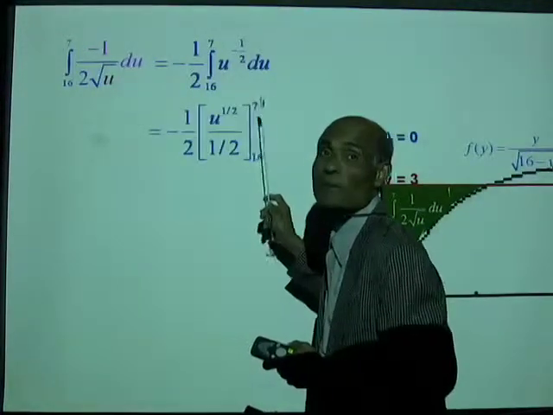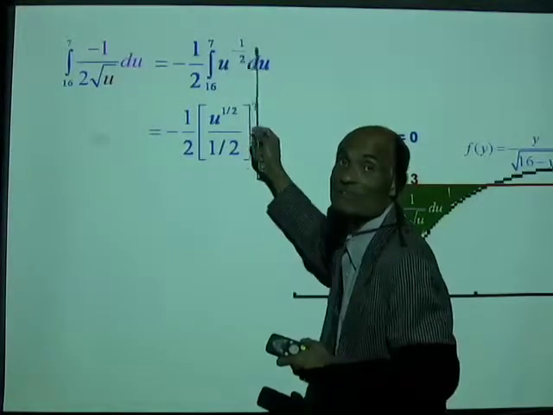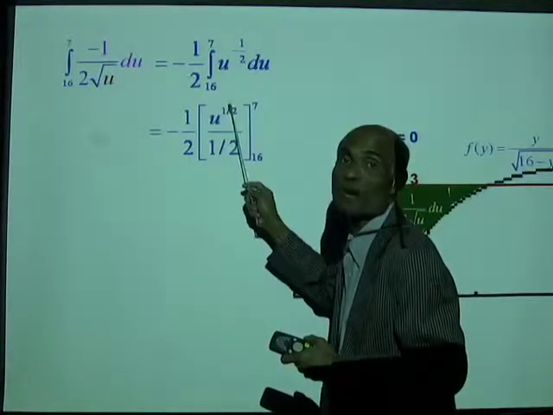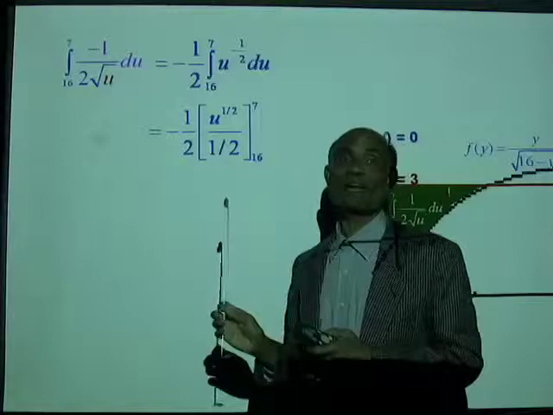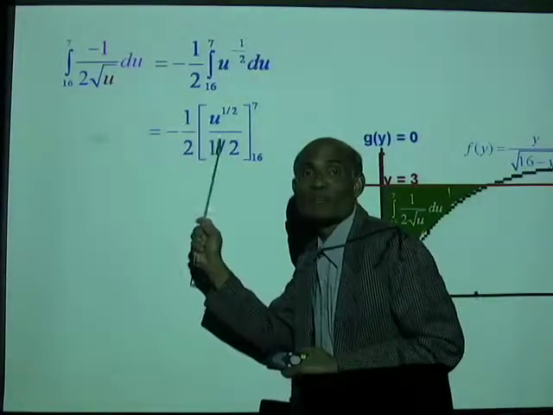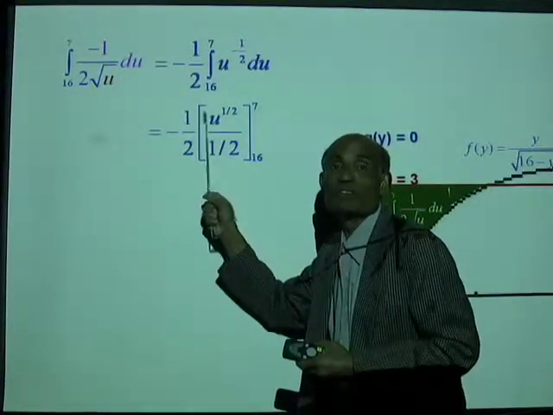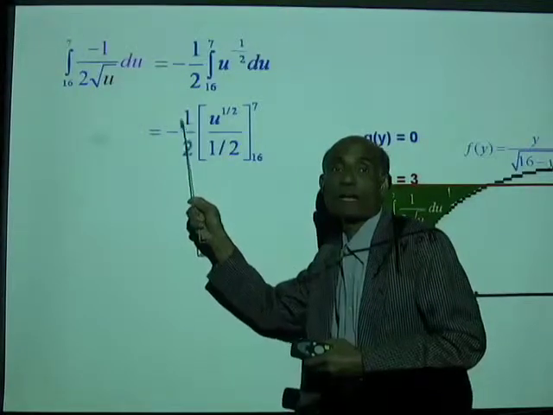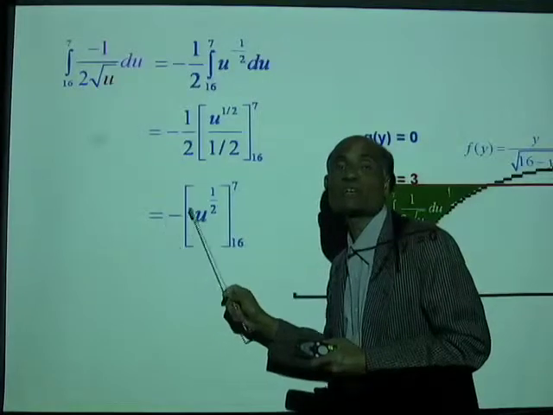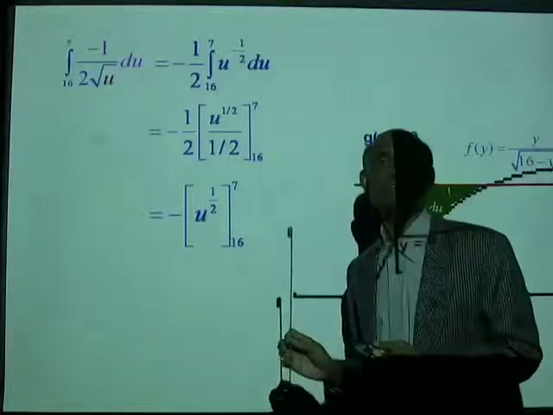What does that give you? It will be that negative 1/2. u to the power of negative 1/2 plus 1 is positive 1/2. So it will be u to the power of 1/2 divided by 1/2. Well, if you understand your arithmetic, if you divide by 1/2, you are multiplying by 2. So that 2 will go up and cancel with this 2. So what is left here is negative u to the power of 1/2 from 16 to 7.